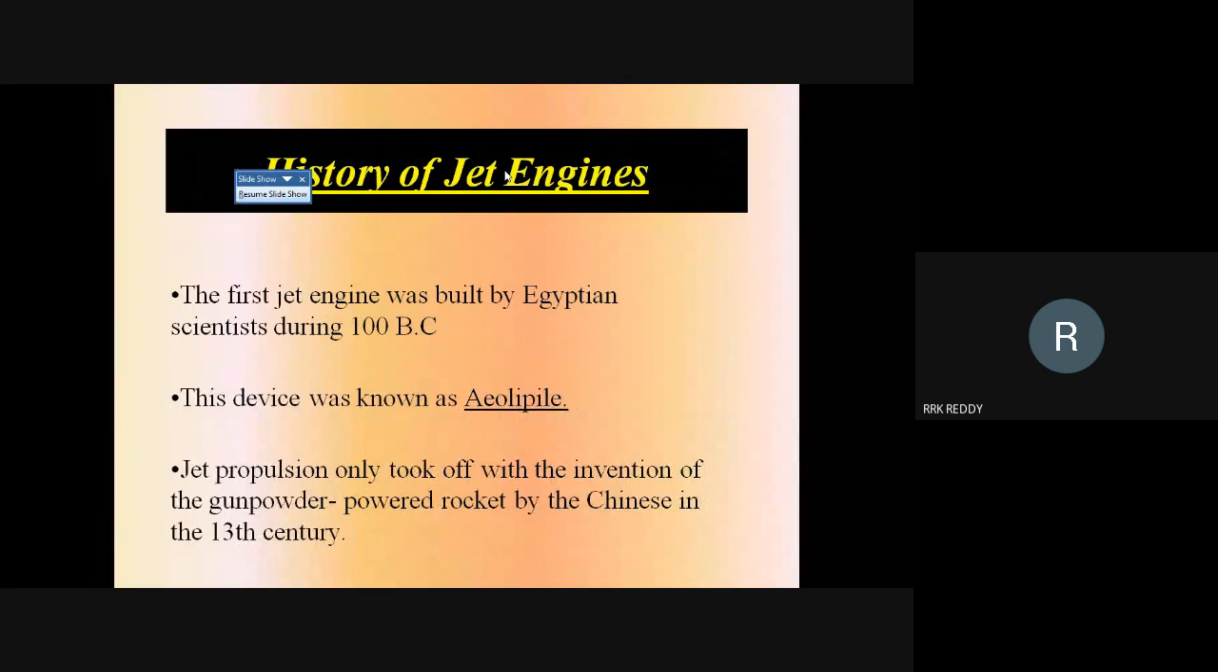Then coming to the history of jet engines, the first jet engine was built by Egyptian scientists around 100 BC. It's an age-old development. This device was known as the aeolipile. But jet propulsion only took off with the invention of the gunpowder-powered rocket by the Chinese in the 13th century. So this is the brief history of jet engines.